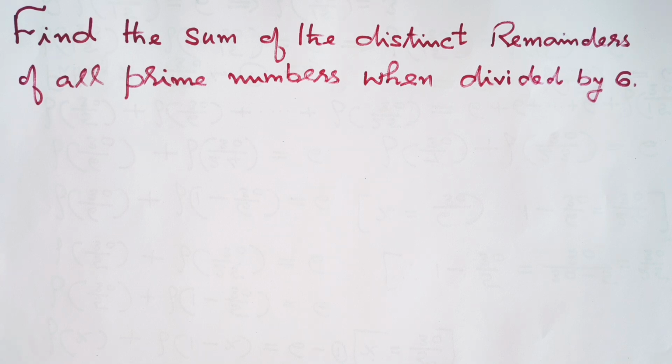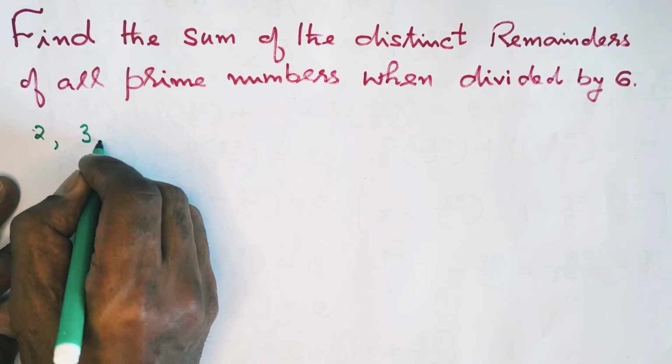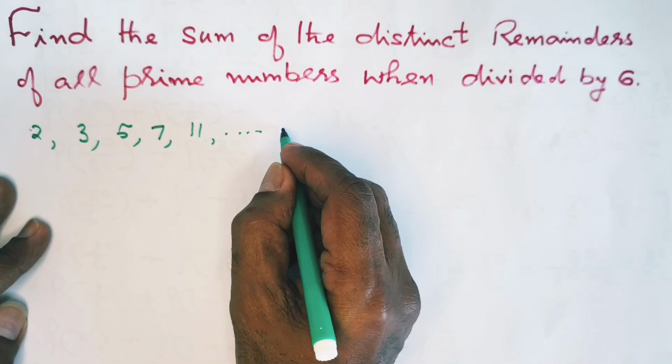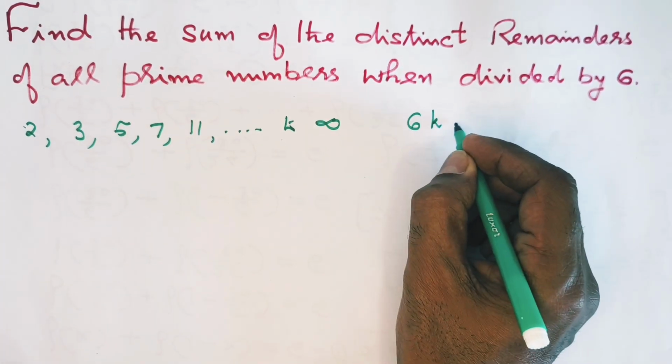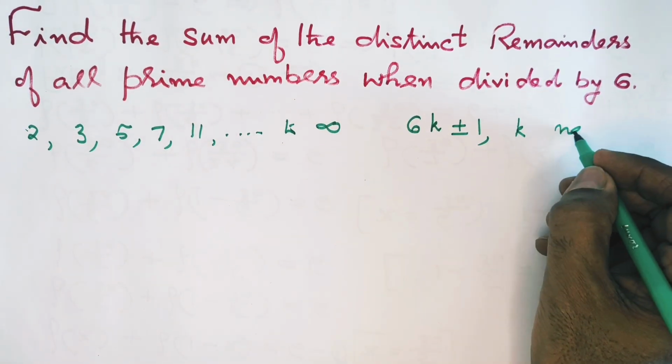Let's just find out. As you know, these are the prime numbers beginning with 2, 3, 5, 7, 11. It goes on to infinity. There's no formula to find out all the prime numbers. But there is something we know. Given a number which is prime, and if it is greater than or equal to 5, all such prime numbers are expressible in the form 6k plus or minus 1, where k is a natural number.